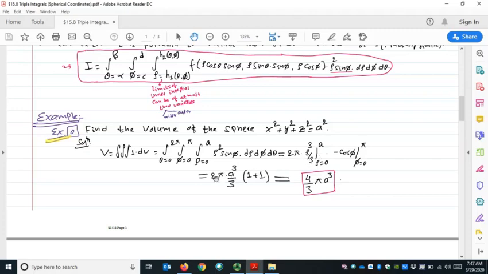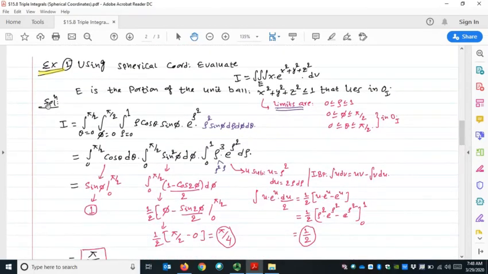So 2 pi, write down as it is, and put rho equals upper limit a, so a cubed over 3, and put cosine phi equals upper limit pi, so cosine pi is minus 1, so minus minus is plus, and to put in the lower limit 0, we need to introduce another minus, so that minus and this minus is plus, so cosine 0 is 1. Then simplify, it gives us 4/3 pi a cubed. Great, so we used spherical coordinates to compute the volume of this sphere. Let me scroll down.